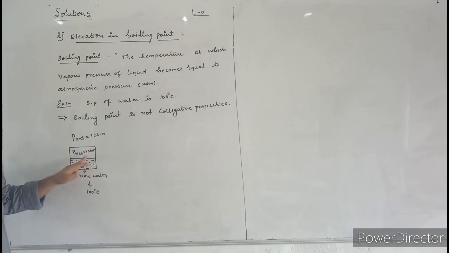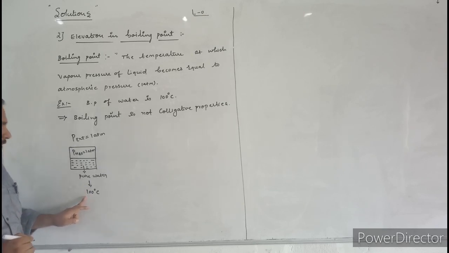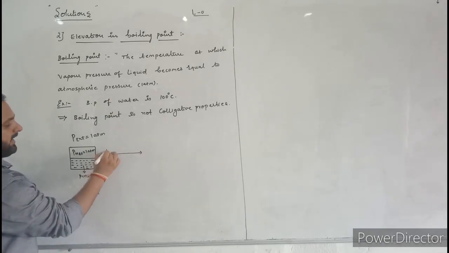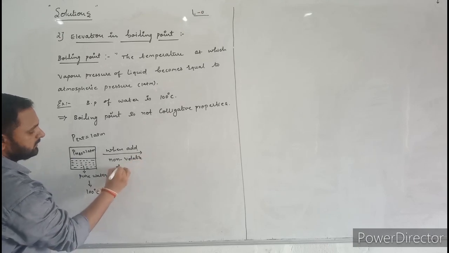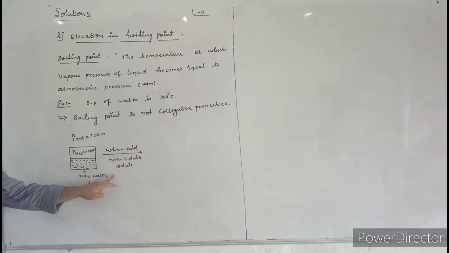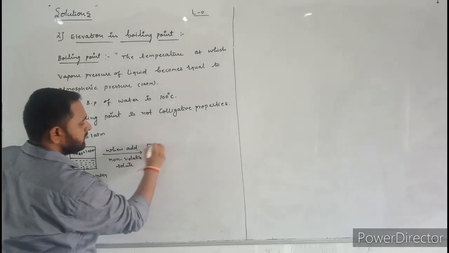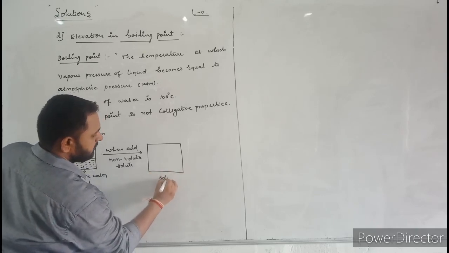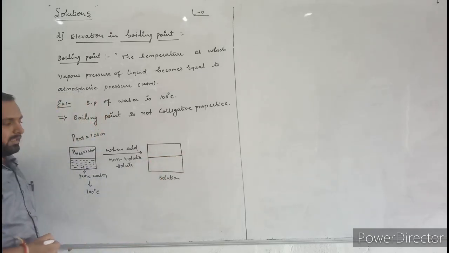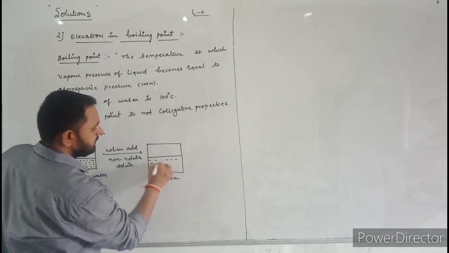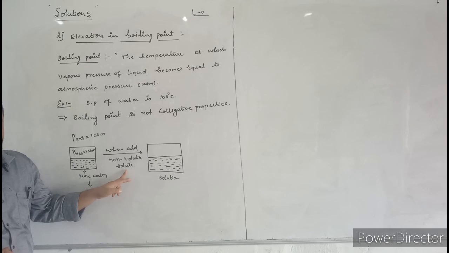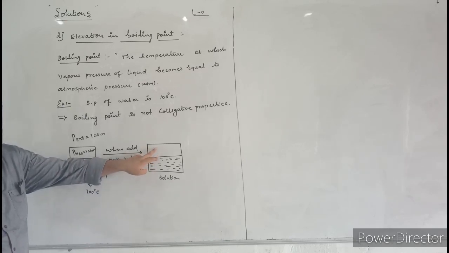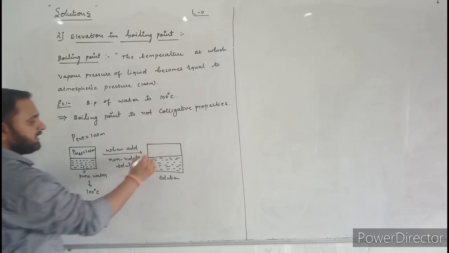Now let us discuss what happens to vapor pressure and temperature when a non-volatile solute is added to pure water. When you add a non-volatile solute to pure water, the vapor pressure decreases. Why does vapor pressure decrease? Because this is not pure water, this is a solution. The surface of the liquid is occupied by non-volatile solute molecules. That's why solvent molecules cannot escape into the vapor phase, and less vapor pressure is produced.